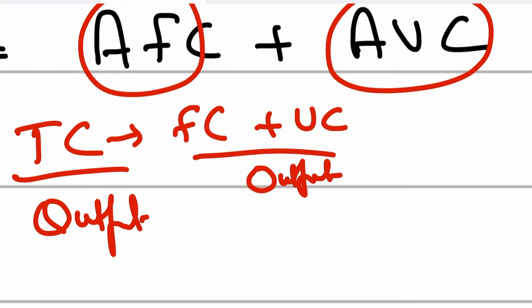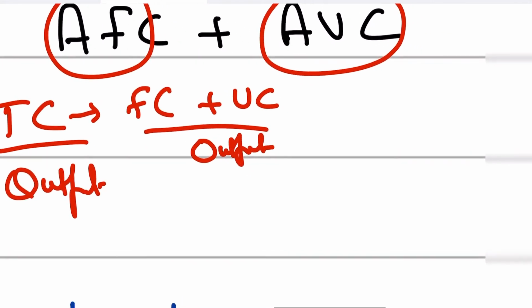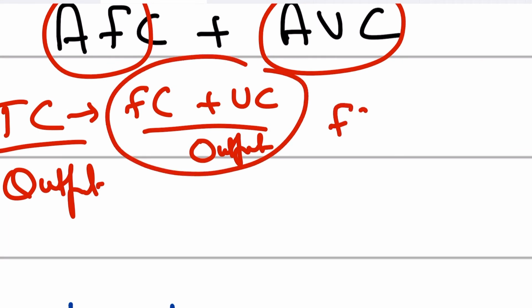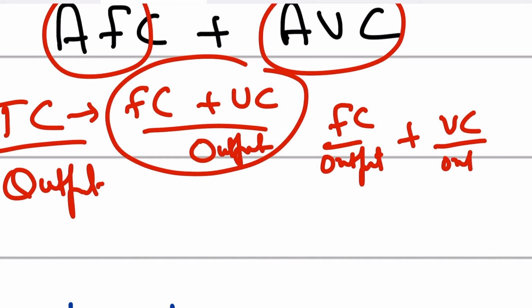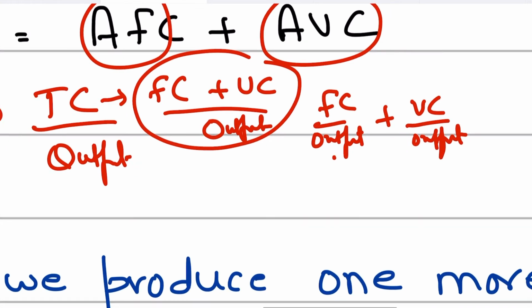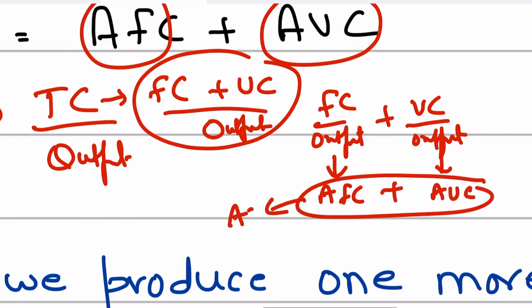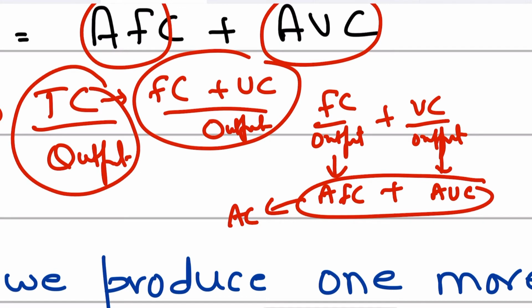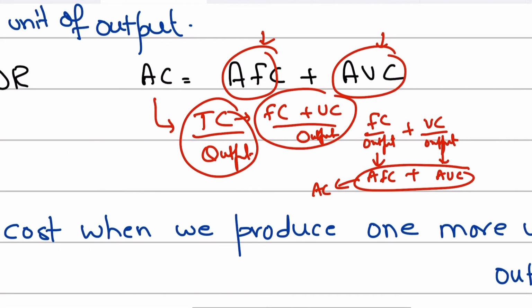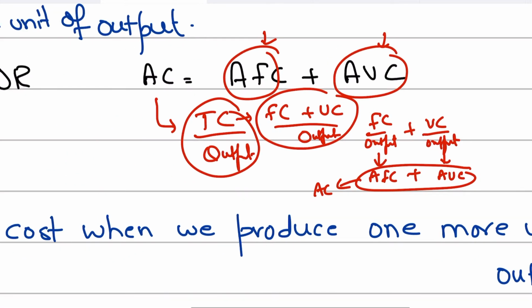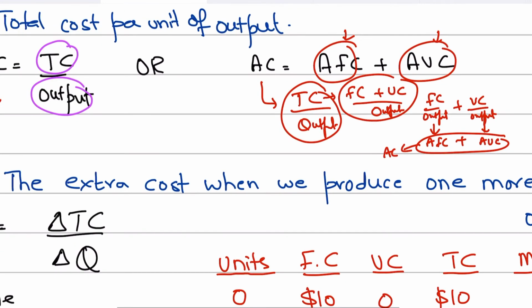So there's another way of writing this formula. I could say fixed cost over output plus variable cost over output, right? So this gives me average fixed cost, plus this gives me average variable cost. If I add them up, it equals average cost, which is the same formula as this one. So this is how you calculate average cost. You divide total cost by the number of units you're producing. It gives you the cost per unit.